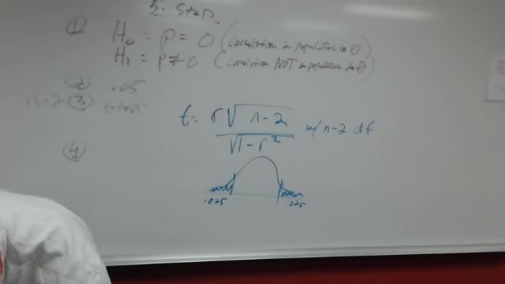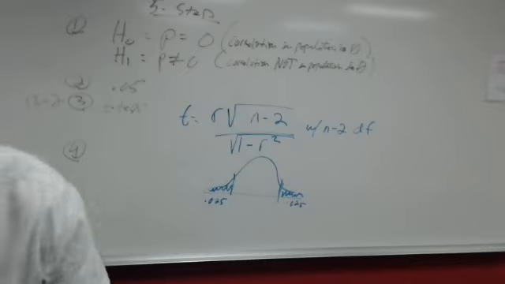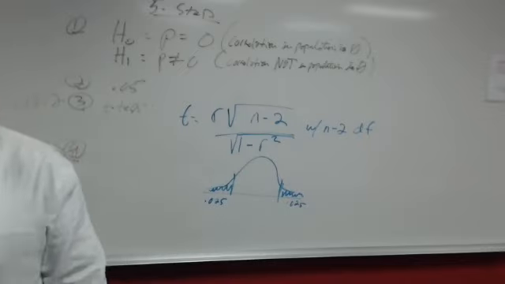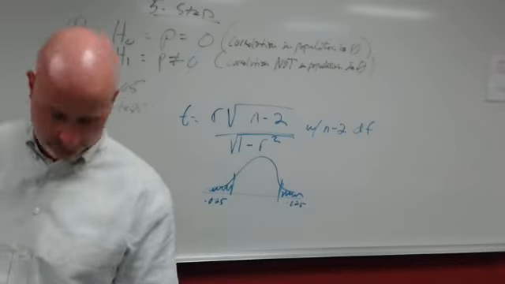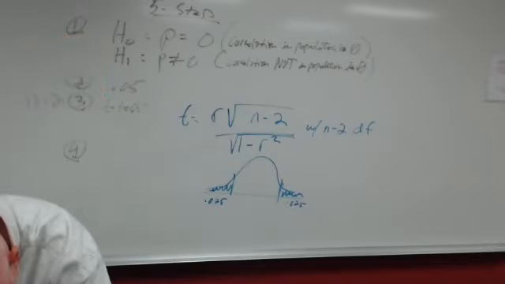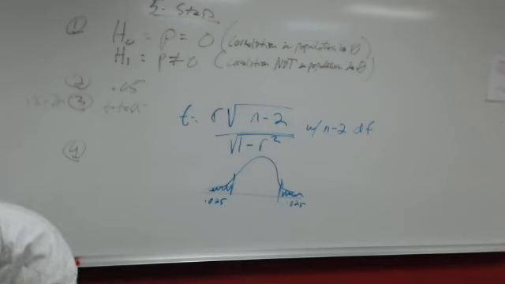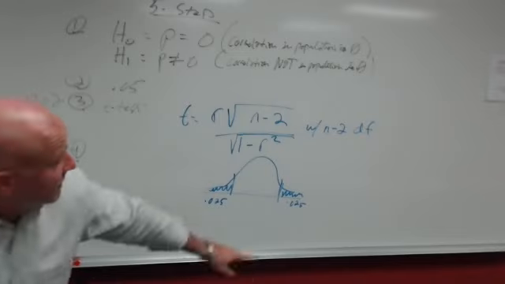Let's flip back to our t-distribution in the back of the book. In this prior example, what was our sample size? 15. How many degrees of freedom are we using? 15 minus 2, so 13 degrees of freedom.